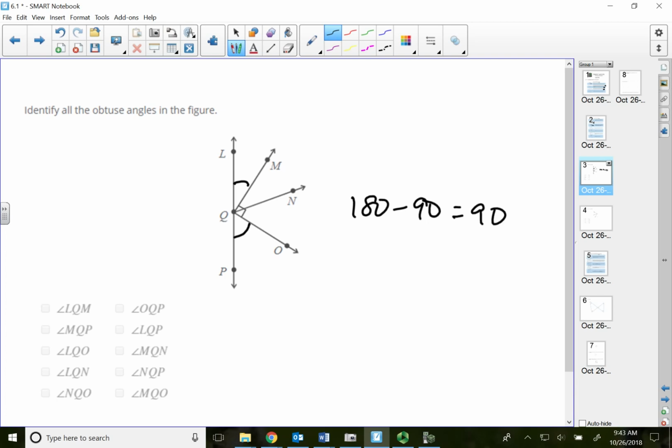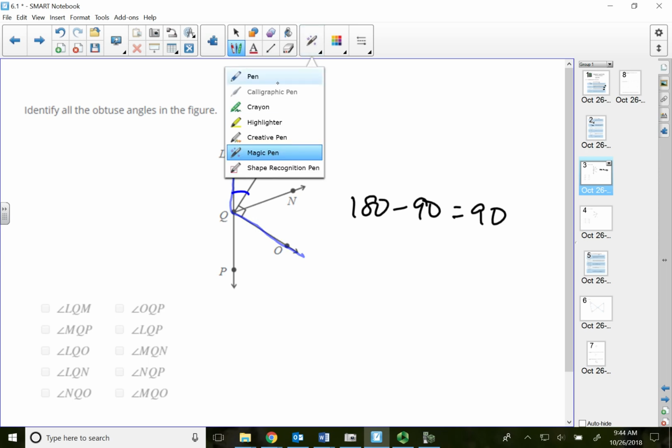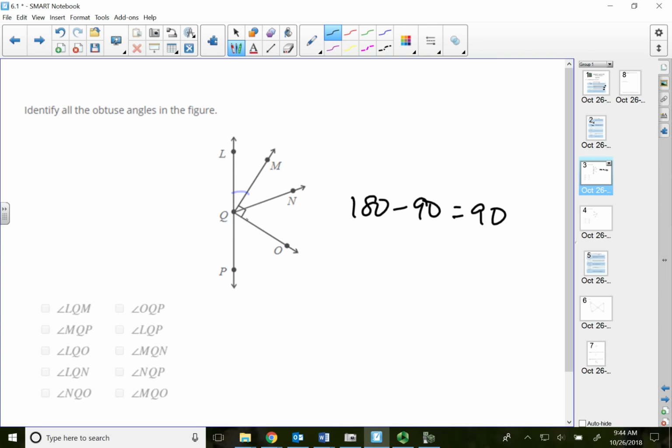Okay. So the reason I mentioned that is because right now, if I need to identify all the obtuse angles, I need something bigger than 90 degrees but less than 180. All right, so let's take a look. There are different ways of looking at it. One way is to go from L to Q to O, because the 90 right here plus that little bit will be greater than 90 and less than 180. So LQO.